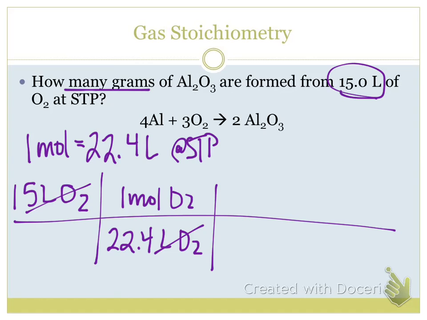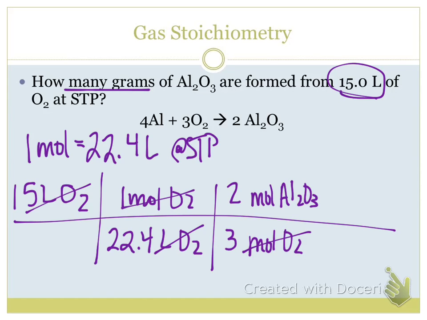That's not what I want. What step has to go next? The mole ratio step. Good. Moles to moles. So I would go from moles of O2 to moles of aluminum oxide. And where do we get these coefficients from? The balanced formula. Good. So I would say 2 moles of aluminum oxide is to 3 moles of O2. I'm done with moles of oxygen. I've canceled all that out.